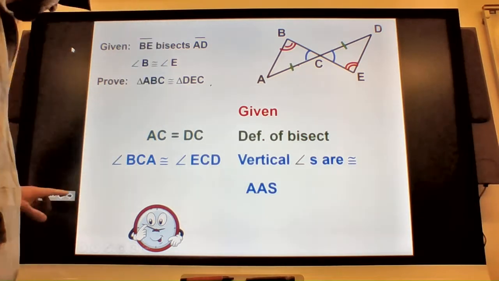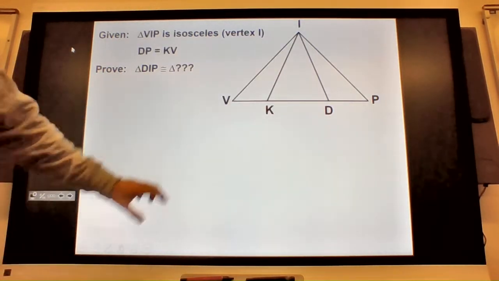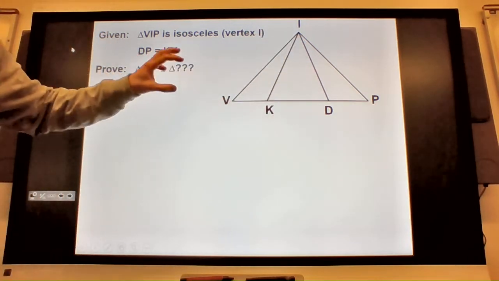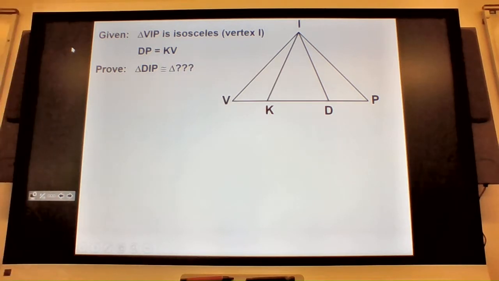Good habit. Last one. And I'll let you label the drawing here. There is no more given information. So you should be able to pause this and finish that one.